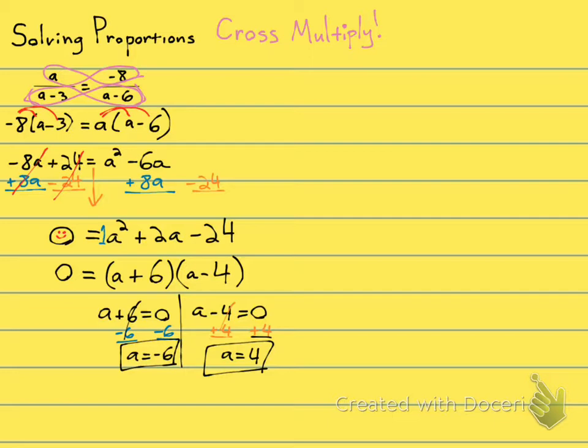So go back and make sure that neither one of these will give you a 0 in your original problem in the denominator. And if I plugged in a negative 6 right here, I'd be okay. Negative 6 minus 3 is negative 9. If I plugged it in right here, negative 6 minus 6 is negative 12. So this one checks out. If I plugged in a 4 right here, 4 minus 3 is 1, that's okay. If I plugged in a 4 right here, 4 minus 6 is negative 2, that's okay. As long as it's not a 0, because you can never have 0 in the denominator.